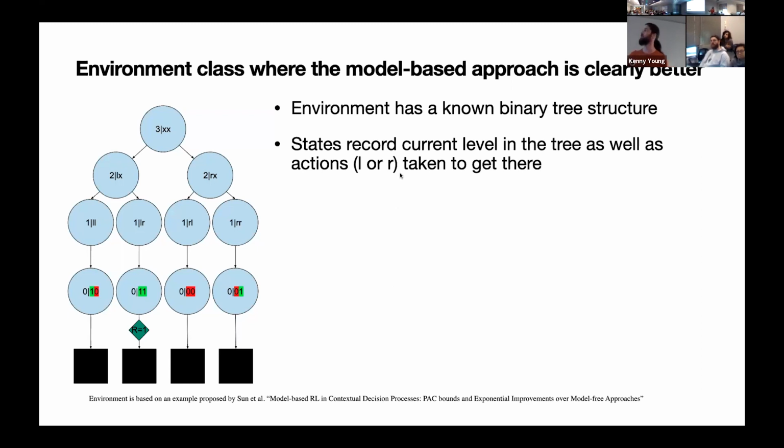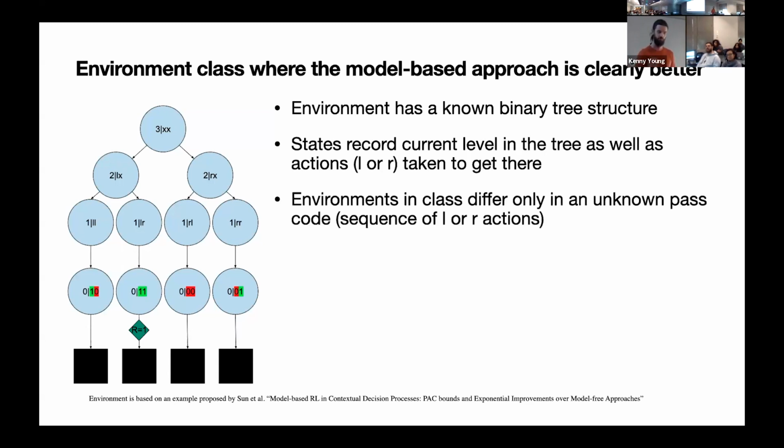Essentially the state representations here are recording the current level in the tree as well as the action L or R taken to get to that point. So it starts in the root node with this 3, meaning like a countdown determination, and XX, which are just filler values because they haven't taken any actions yet. And then if it takes the action R, say, it'll descend to this next node, which is 2RX. So it's now taken the action R, and it's 2 steps away from termination.